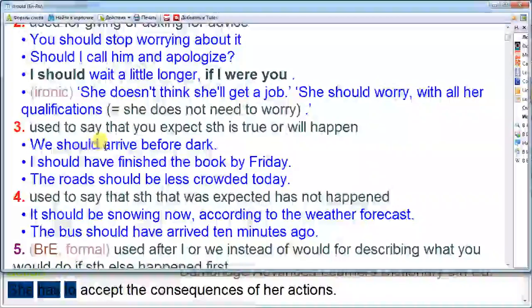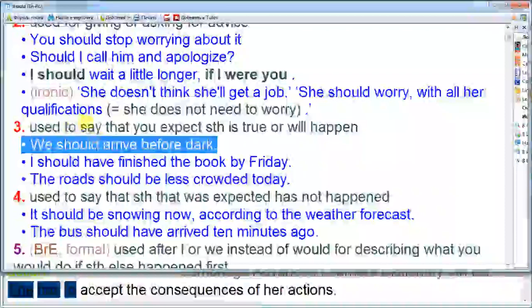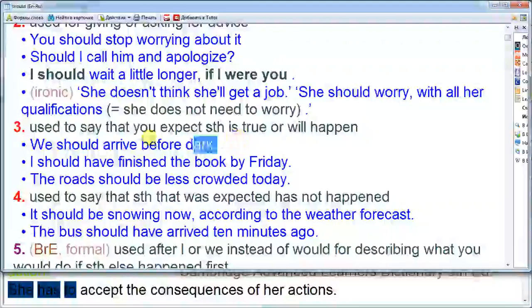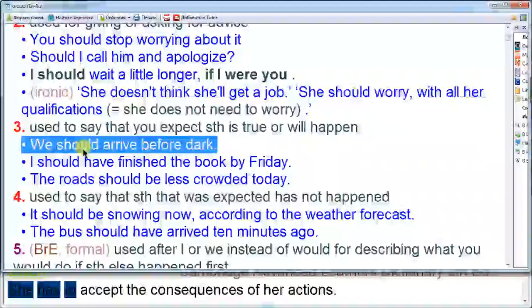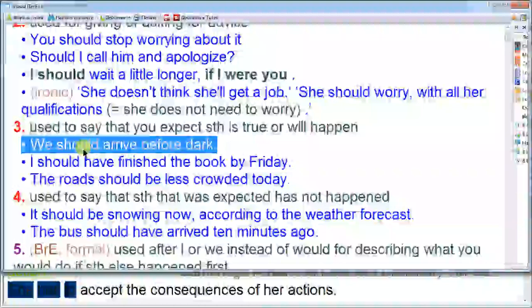Mana bu qaranglar. Mana uchinchi holat nima ekan? You should say that you expect this is true or will happen. We should arrive before dark. Qorong'i tushmasdan oldin yetib olsak kerak. We should arrive before dark. Ishonch hozirlaymiz.